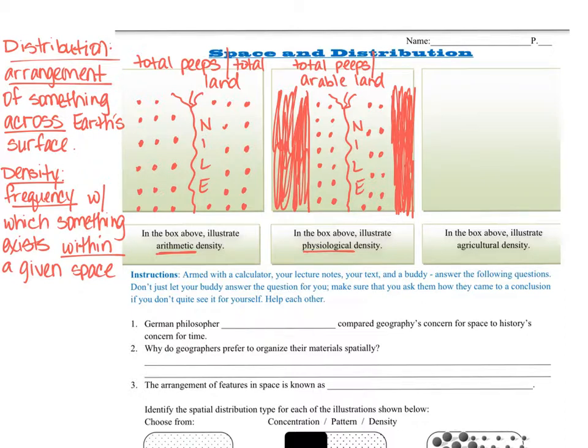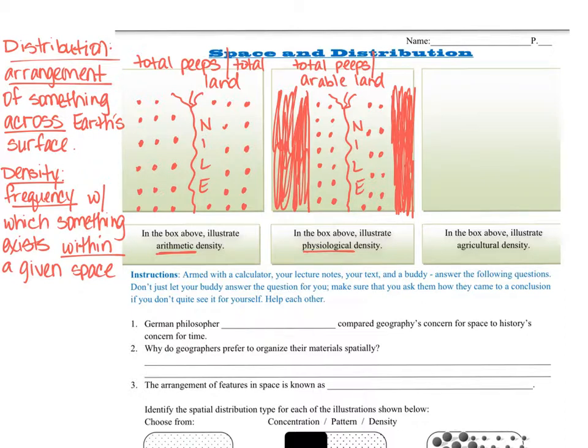I can start to see my bigger picture here, and I can start to tell, oh, okay, that must be because Egypt's a desert. I know that. So I know they're not actually living in the whole country. They're living more close to the Nile. So that's physiological density.